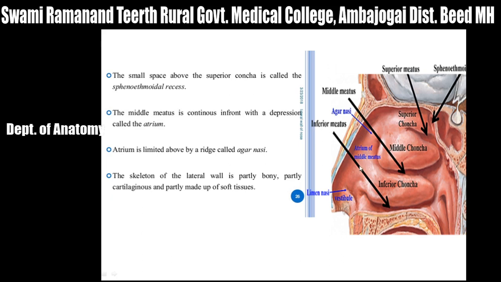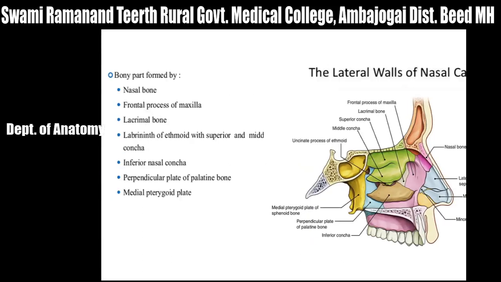Then the skeleton of the lateral wall is partly bony, partly cartilaginous, and partly consists of soft tissue. So how is this cartilaginous or bony wall formed? These bones are, first, the nasal bones. This is the nasal bone, which forms the skeleton or bony part of the lateral wall of the nose. Then you can see the frontal process of the maxilla. This one is the frontal process of the maxilla, which will contribute to the formation of the lateral wall of the nose.